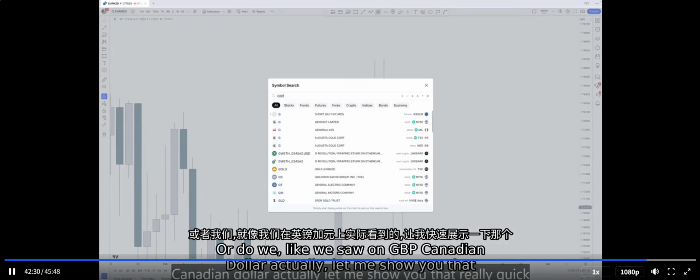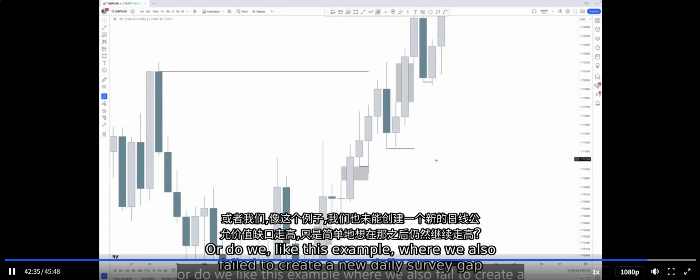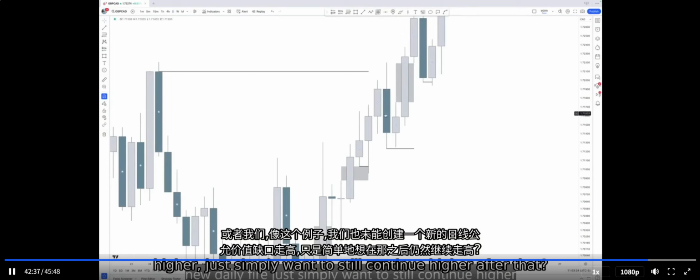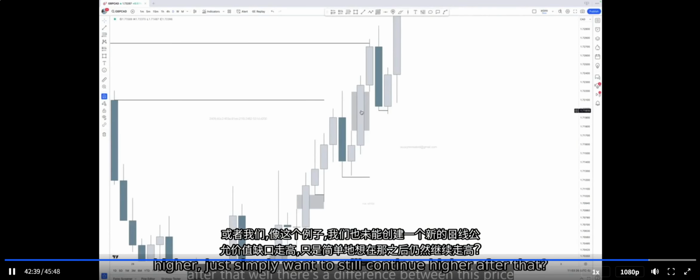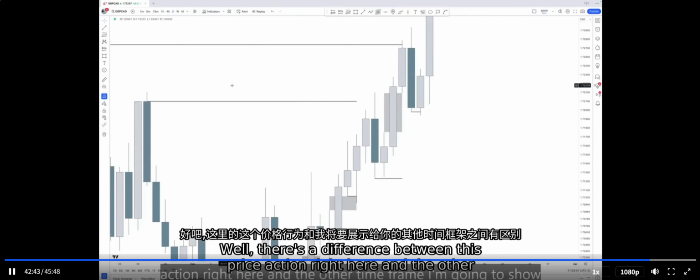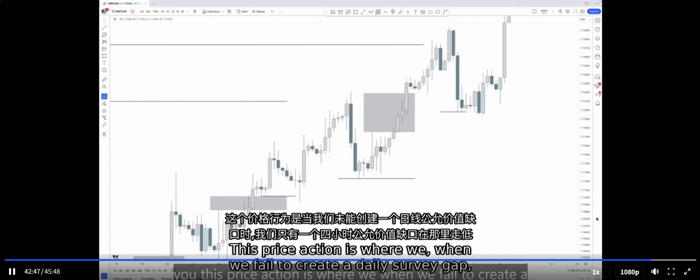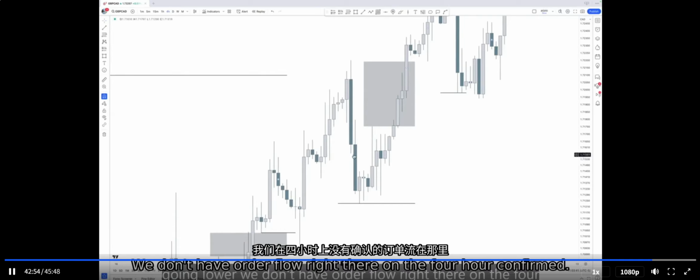So whenever we fail to create a new fair value gap higher right there, do we actually want to continue lower, like we saw on GBP Canadian dollar, actually, let me show you that really quick, or do we, like this example where we also failed to create a new daily fair value gap higher, just simply want to still continue higher after that? Well, there's a difference between this price action right here and the other one I'm going to show you. This price action is where, when we fail to create a daily fair value gap, we only have a 4-hour fair value gap going lower. We don't have order flow right there on the 4-hour confirmed.